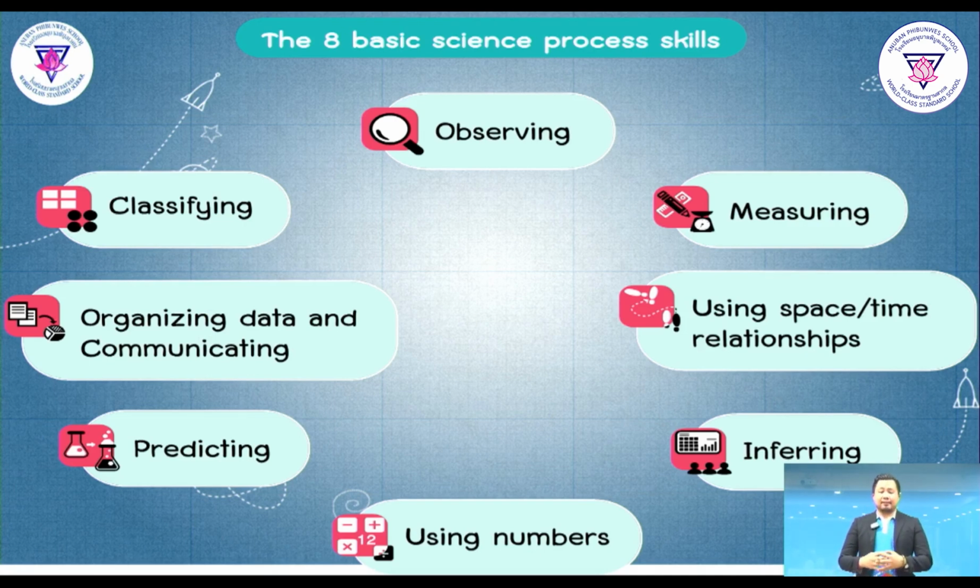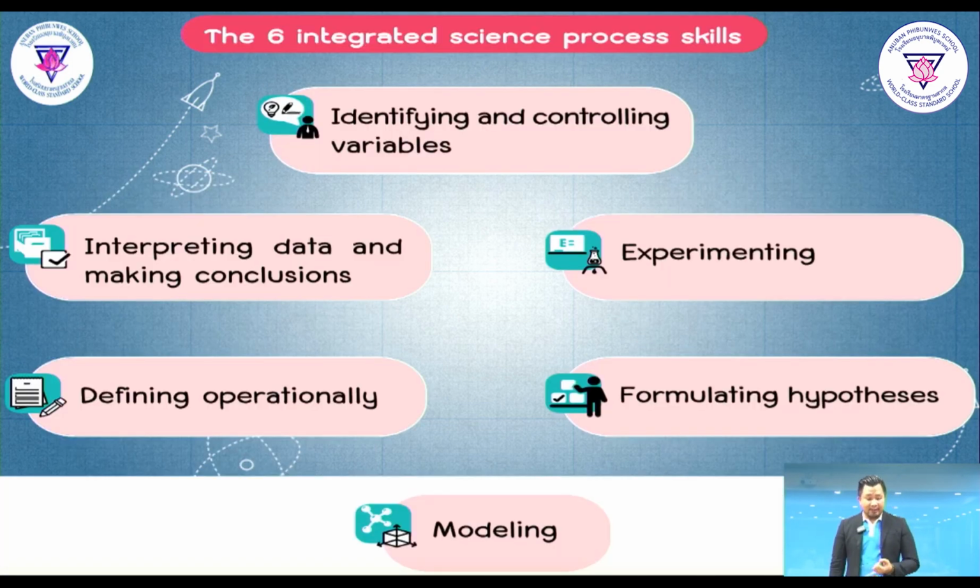The 8 basic science process skills are, number 1, observing, measuring, using space-time relationships, inferring, using numbers, predicting, organizing data and communicating, and last one, classifying. The next one, the 6 integrated science process skills.